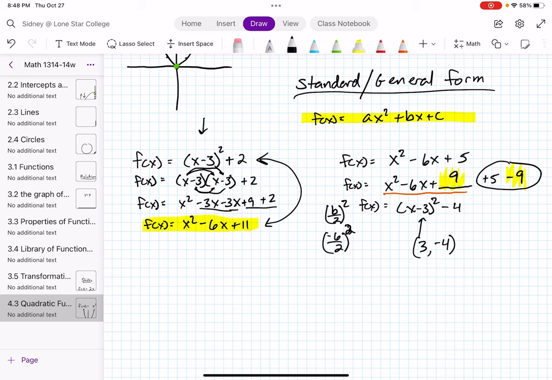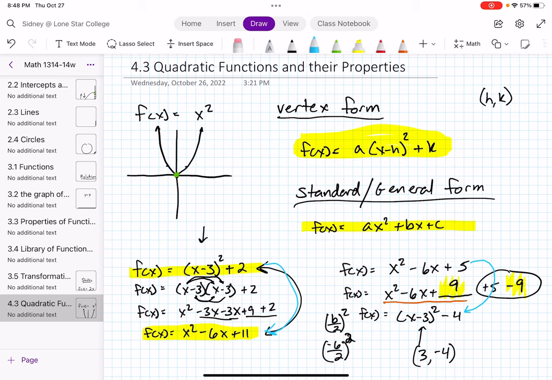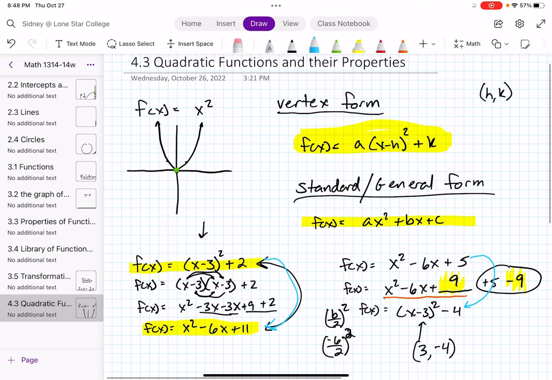So once again, we can go from vertex form right here all the way down to standard form. And we can also start with standard form, complete the square, and end up in vertex form. So two different presentations, both very commonly used, and we will talk a little more about these in the next video.